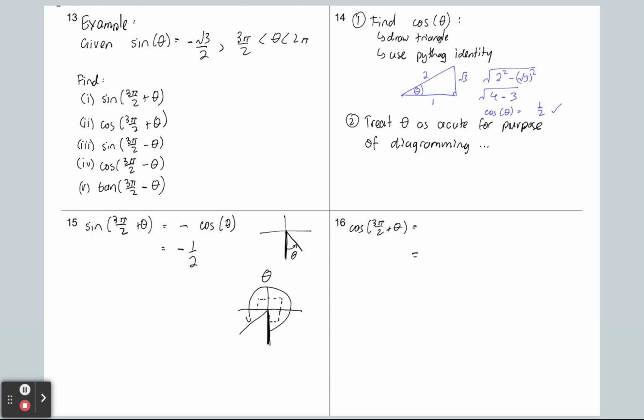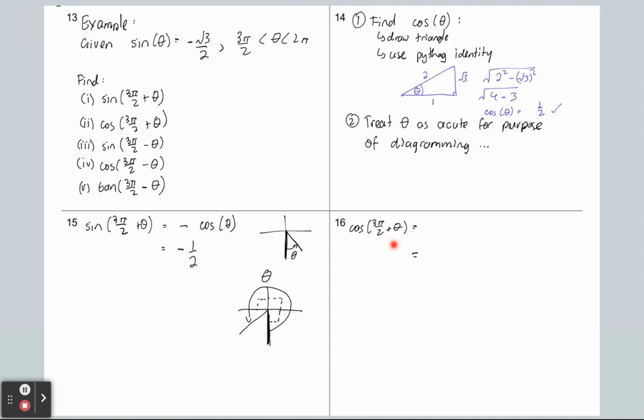And have a look here. We are actually ending up in quadrant 3. And in quadrant 3, using our CAST diagram, only tan is positive here. So sine of 3 pi on 2 plus theta is equal to negative a half. It keeps the correct positive or negative because it actually ends up being in the appropriate plus or minus quadrant anyway. So I just wanted to point that out, that although we're treating theta like it's acute, it does actually work out. It's a bit mathematical, but it does work out.